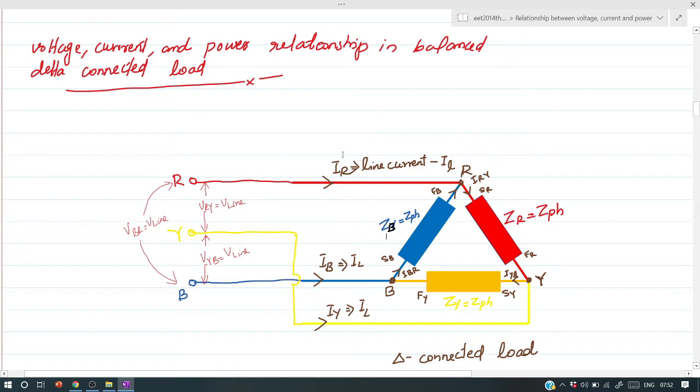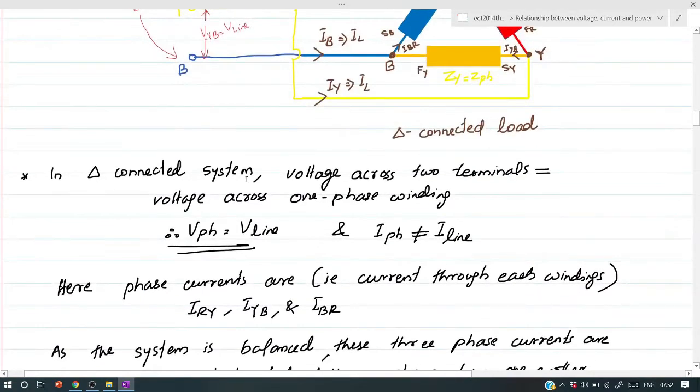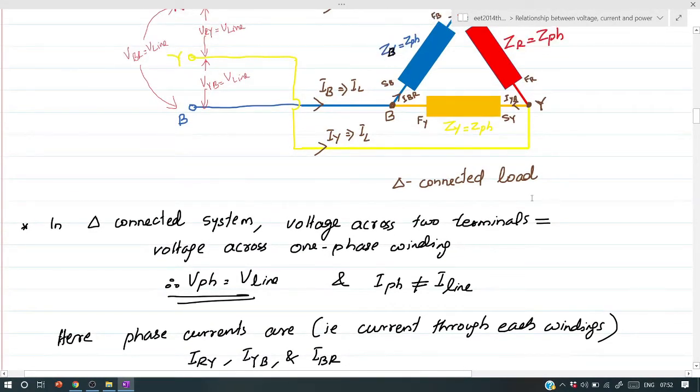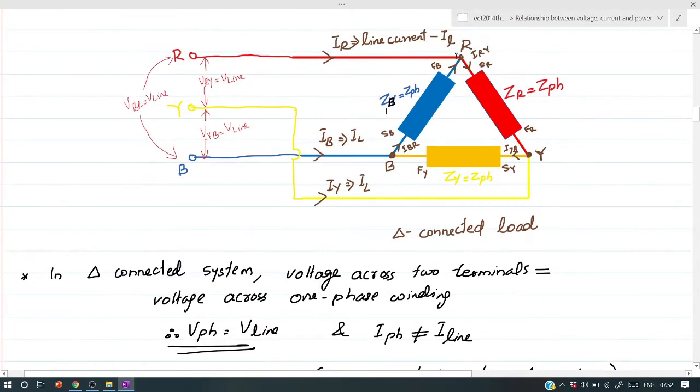What is IR? IR is the line current IL, and this is a phase current, and this is also a phase current through R phase. So in a delta connected system, the voltage across two terminals is equal to the voltage across one phase winding. So when we are considering this phase, VRY, the voltage across R and Y, is equal to the voltage across this phase winding. What is the voltage across the winding? That is V phase. So in the case of a delta connected system, V phase is equal to line voltage, and it is also clear that I phase is not equal to IL.